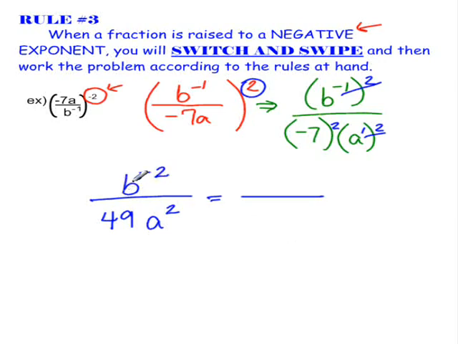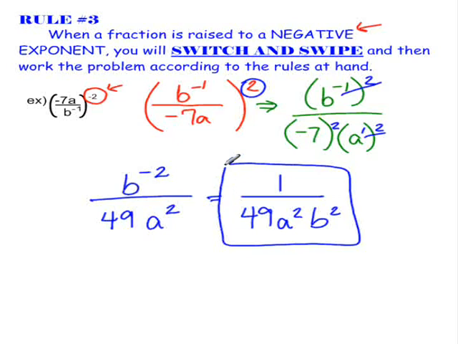So since it was on top, we got to take it to the bottom. 49 was already there. It was good down there. a squared was already there. It was perfect. But this b to the negative 2 now drops to the bottom, and we make it positive. Keep a 1 on top as a placeholder to establish that all of this should be in the denominator of your fraction. This completes our division properties with exponents. See you in class.